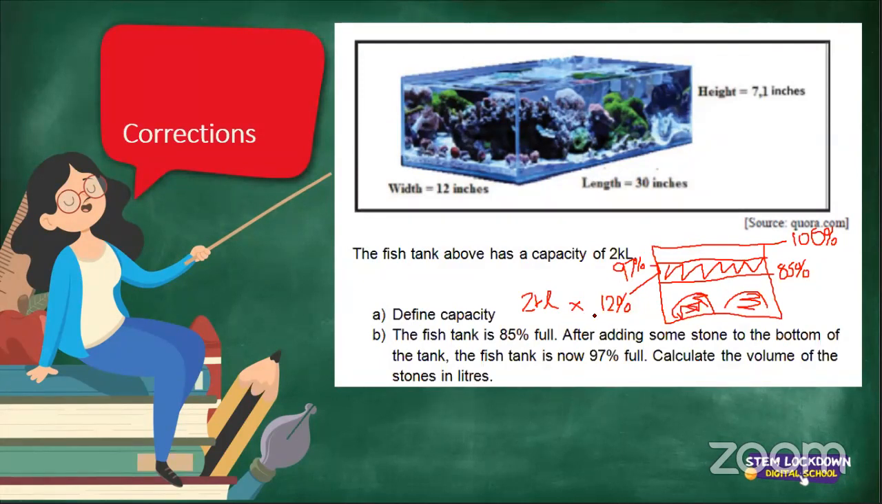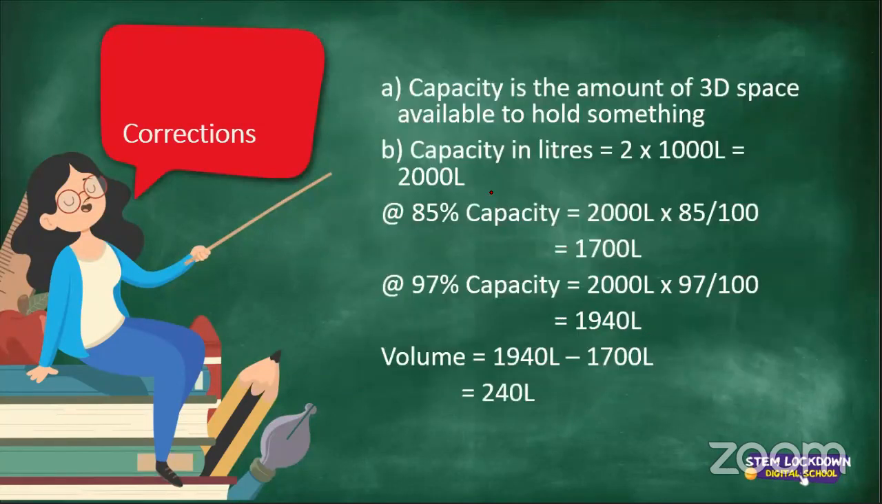So basically you times 2 kiloliters by 12%, and then you convert your answer to liters, right? That is the easiest way of doing it. But I think most learners might have done it in this way. You might have converted your 2 kiloliters to liters. So you said 2 times 1,000, that is 2,000 liters, which is equal to 2 kiloliters, right? And then you said at full capacity, it can take 2,000 liters.